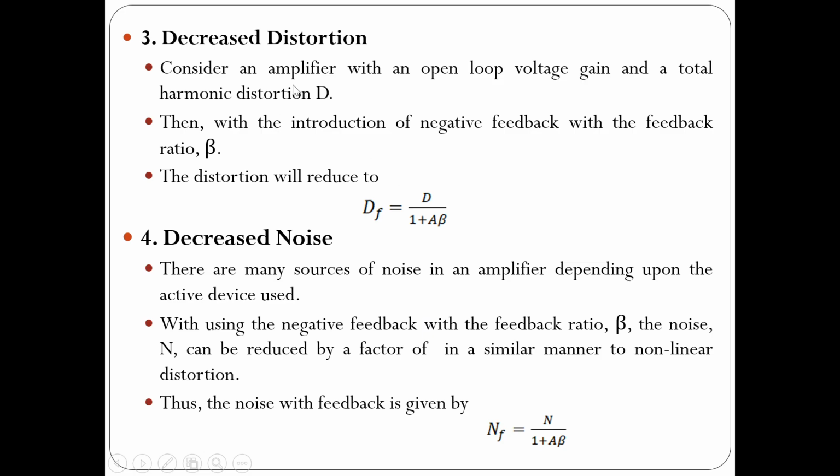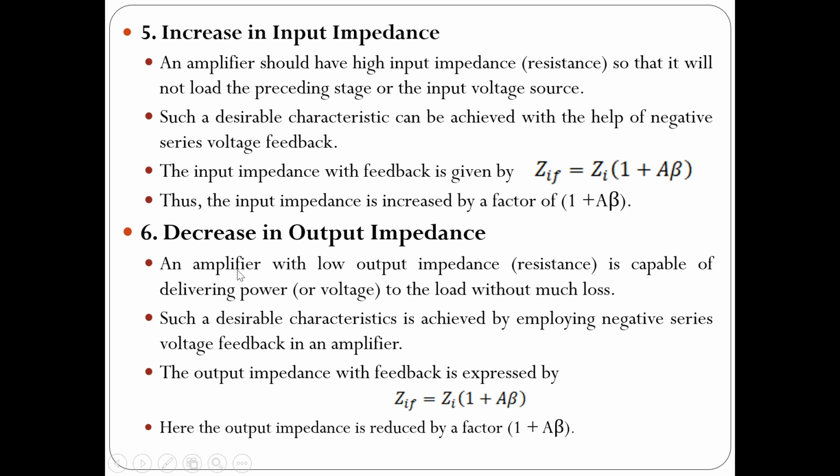Next, decreased distortion: DF is equal to D divided by 1 plus A beta. Next, decreased noise level: NF is equal to N divided by 1 plus A beta. Next, increased input impedance: ZIF is equal to ZI into 1 plus A beta. Decrease in output impedance: the output impedance ZOF is equal to ZO divided by 1 plus A beta.